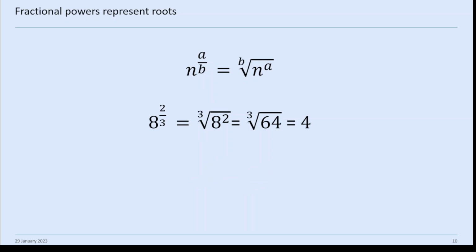And then we can look at more complex fractional powers. So n to the a over b equals n to the power a, and then take the bth root. For example, 8 to the power 2/3 equals the cube root of 8 squared. So 8 squared is 64, 8 times 8 is 64, and then the cube root is 4. So if you multiply 4 by 4 by 4, you get 64. 4 times 4 is 16, times 4 is 64. So 8 to the 2/3 is 4.